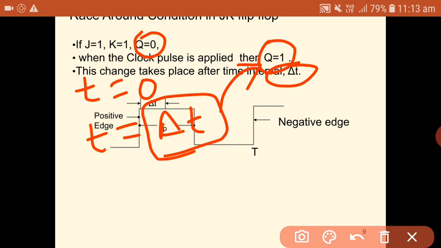So for getting the output change with respect to the input change, it will be taking some time. That time you are calling it as propagation delay time. So after delta t time, you will be getting the change in the output from Q is equal to 0 to Q is equal to 1.